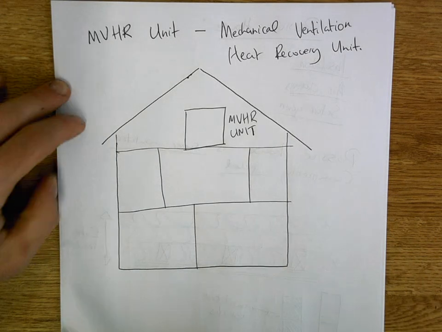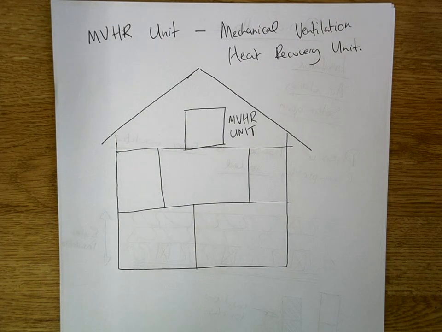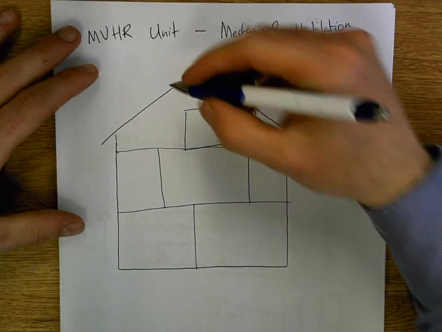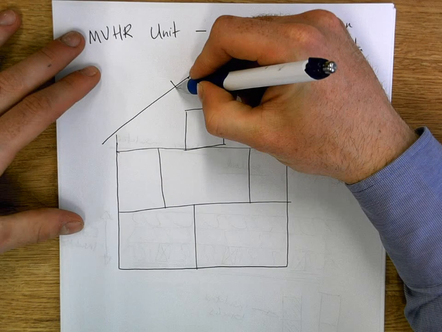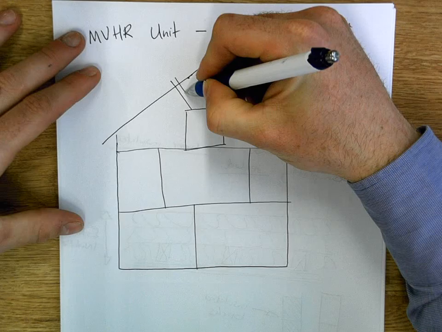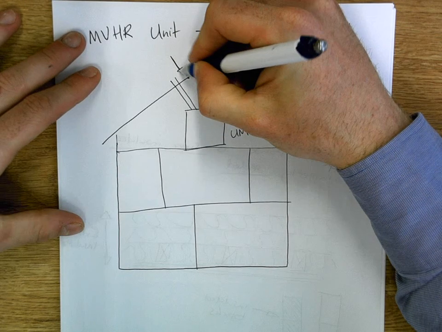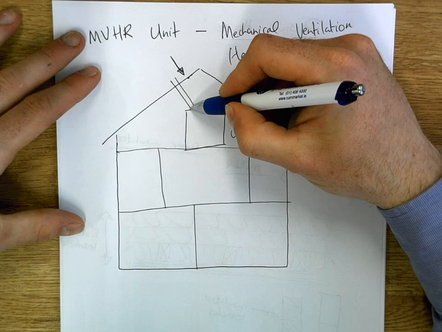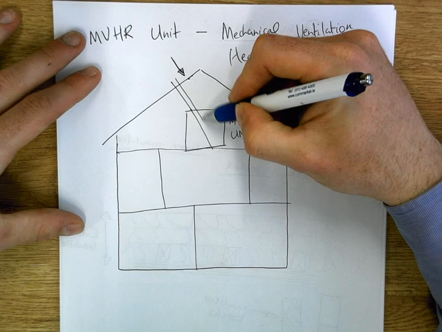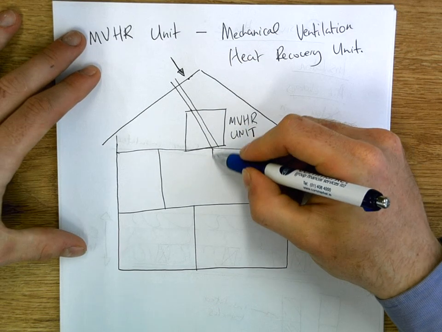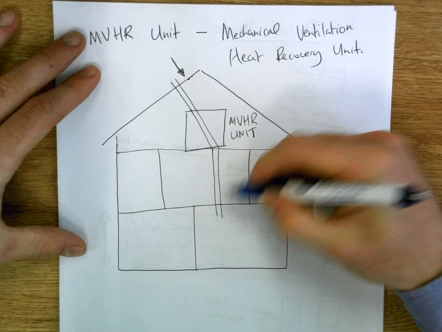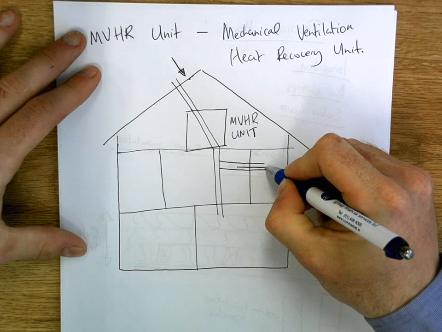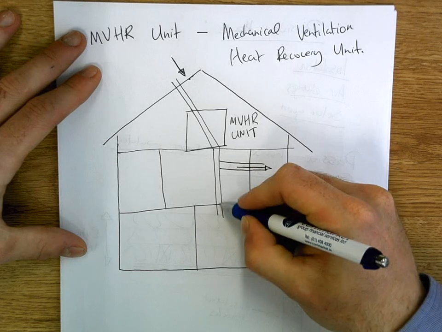Now the way this unit works is a series of pipes that go from one room to the next. The first pipe is going to take fresh air from outside, so it's bringing it inwards towards the house. It's going to pass it through this unit, and it's going to bring it down into the downstairs and whatever rooms are upstairs. So that's a flow of fresh air coming into the house.